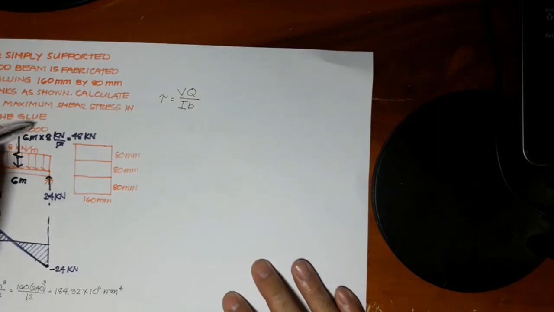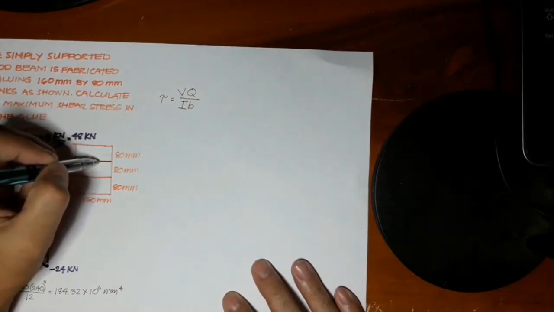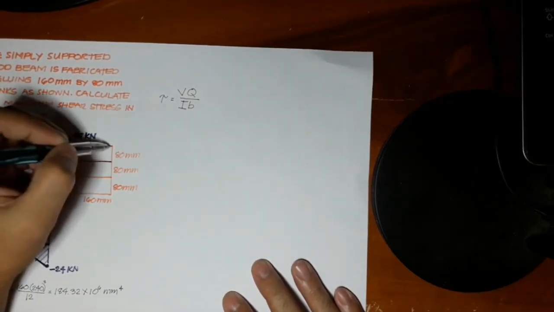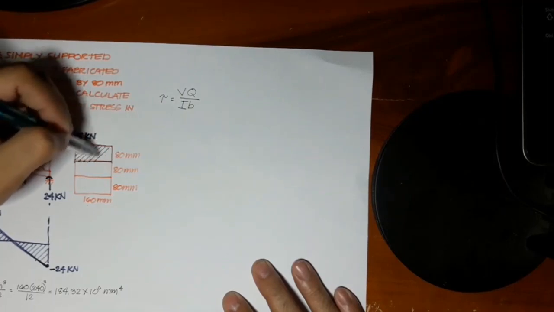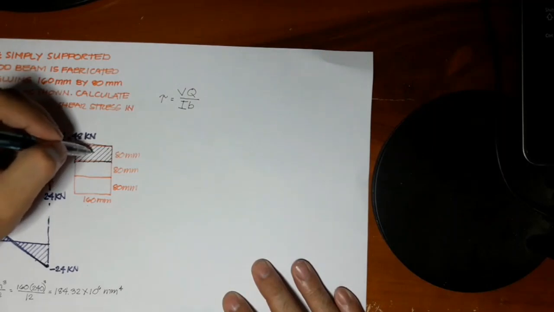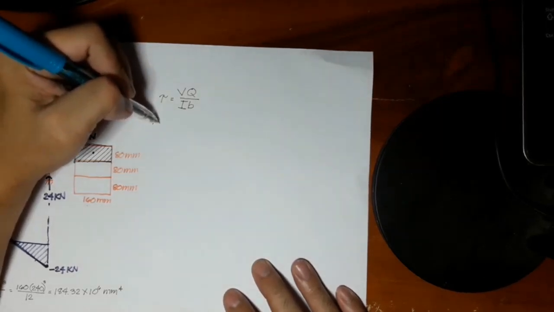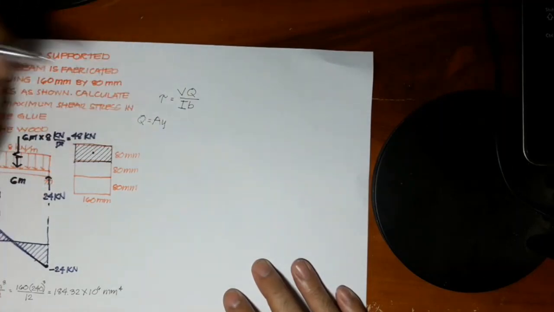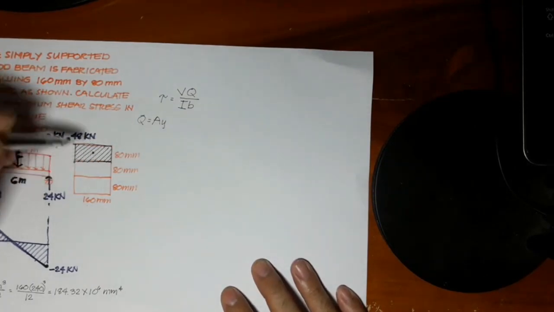For part 1, for the glue, we consider the area above the glue line. This is the glue line, and the area above it is this. I will shade this one so that you can visualize what the area above the glue is. This is the centroid. Now Q is defined as the first moment of area, or AY. We consider the area of the shaded portion.